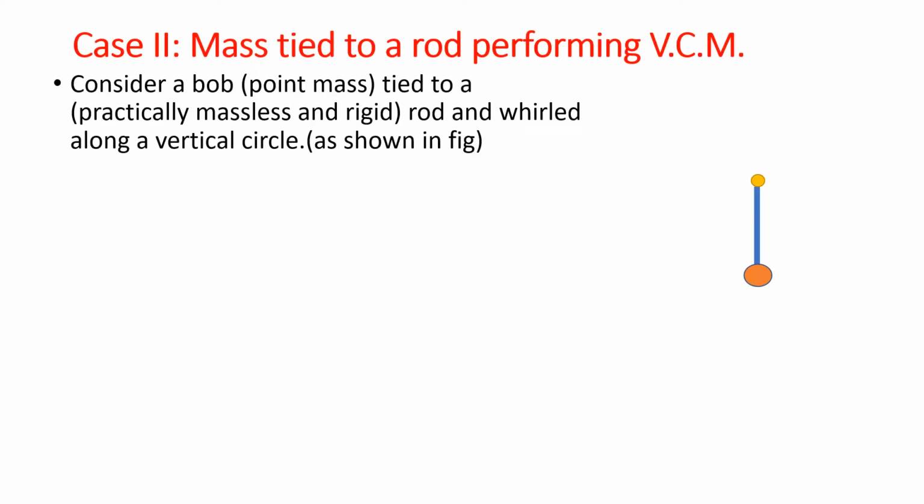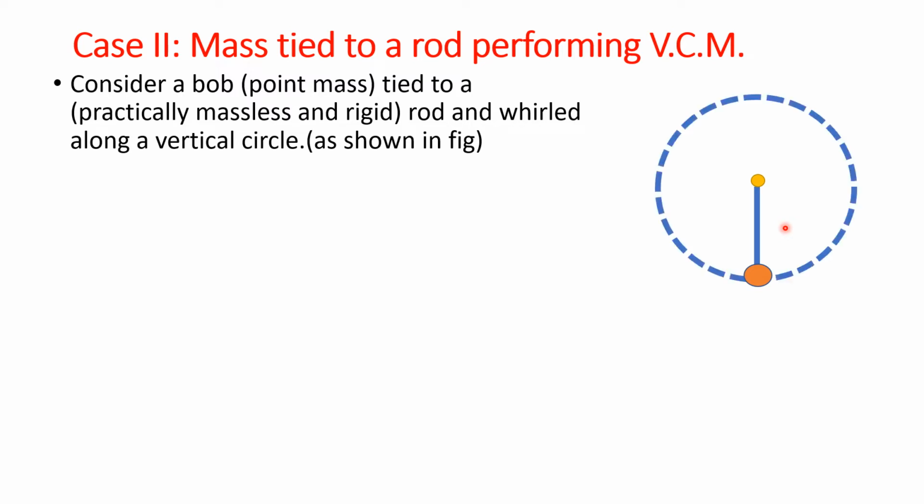A vertical circular motion controlled by only gravity. Here we are going to consider a second case, mass tied to a rod which is performing a vertical circular motion. So consider a bob tied to the rod and whirled along a vertical circle.